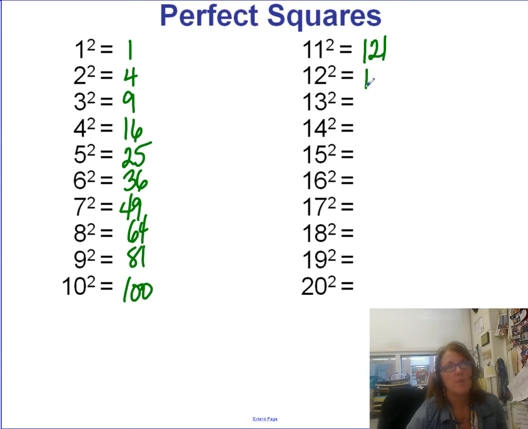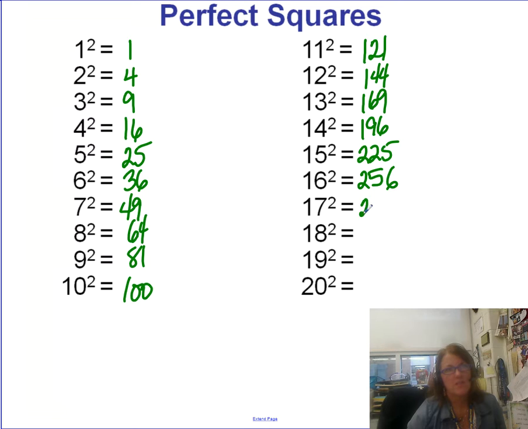11 squared is 121. 12 squared is 144. 13 squared, 169. And here's a cool thing. 14 squared, the next one, just invert the last 2 digits, 196. We just did 15 squared, 225. 16 squared is still in the 200s. I can tell you this, 16 times 16, the last digit is going to be, let's see, 6 times 6 is 36, so it ends in a 6, and it just happens to be 256.